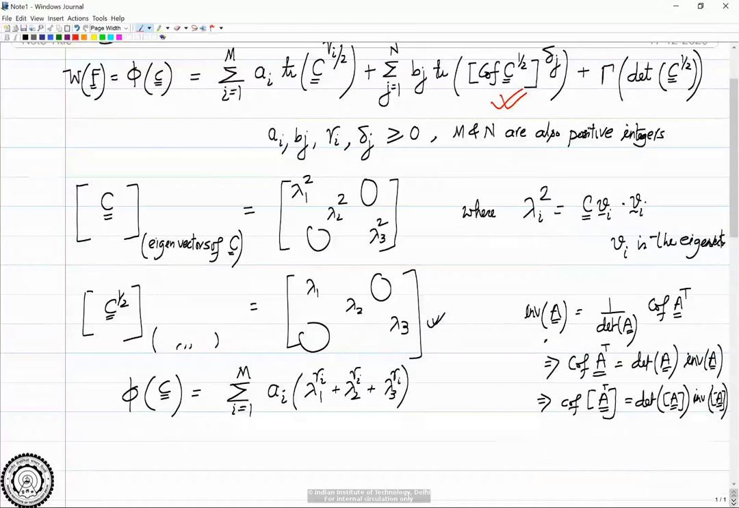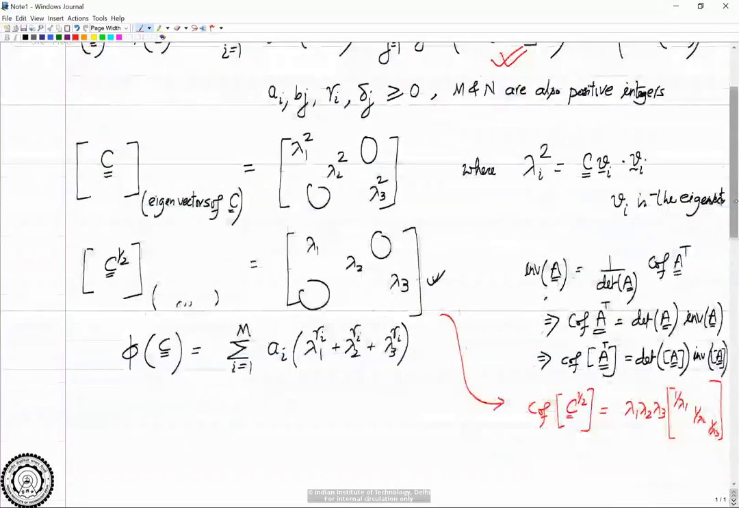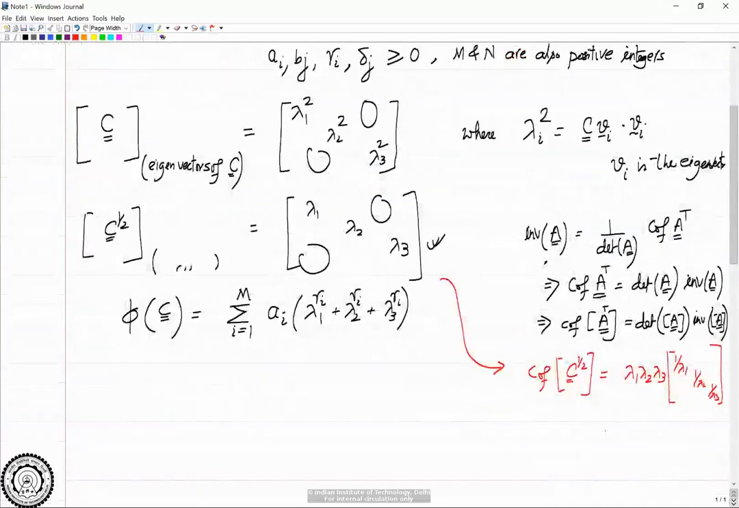And you have to further multiply by the determinant. And determinant is nothing but the product of the diagonals. Right? So for this particular case, the cofactor of C to the power half is then determinant of C to the power half, which is lambda 1, lambda 2, lambda 3, times inverse of C to the power half, which is 1 by lambda 1, 1 by lambda 2, and 1 by lambda 3. Okay? So with this, you could also write this as lambda 2 lambda 3, lambda 1 lambda 3, and lambda 1 lambda 2. So that's the cofactor of C to the power half.